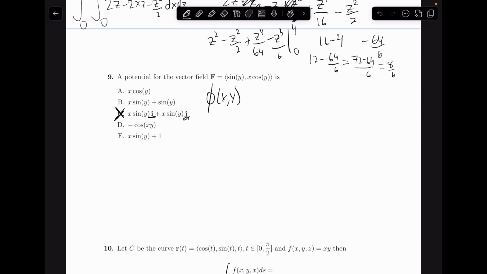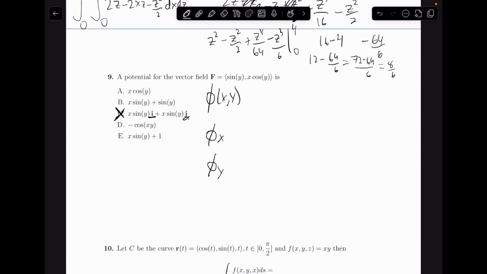But a potential is going to have the property such that the first component of the force field is going to be the partial derivative with respect to x, and the second component is going to be the partial derivative with respect to y. So we could solve it out, but I think the guess and check method just works a little bit better. So I'm just looking at the answers here. The partial derivative of answer B with respect to x is just sine y. With respect to y is what?